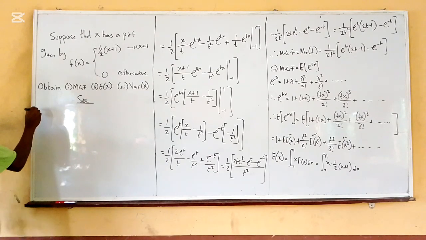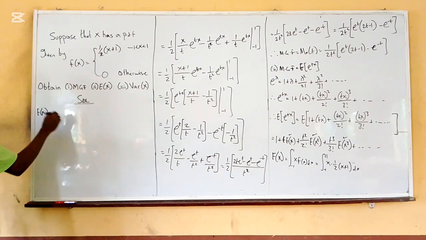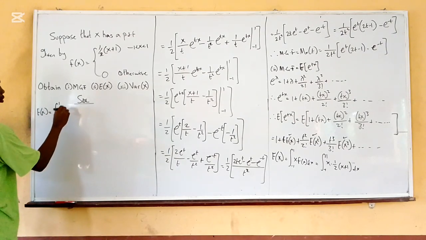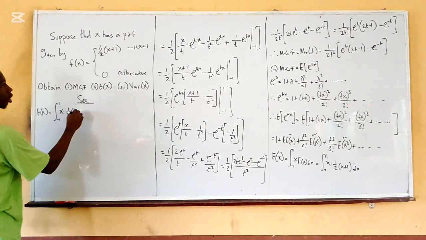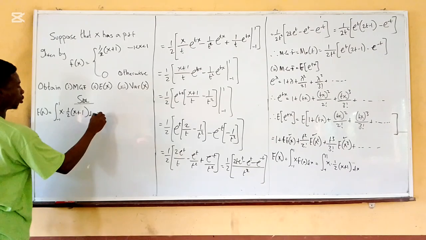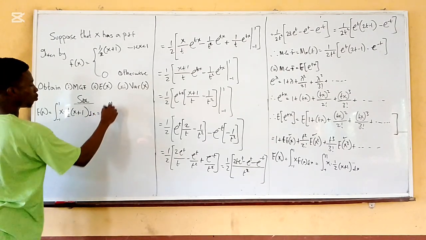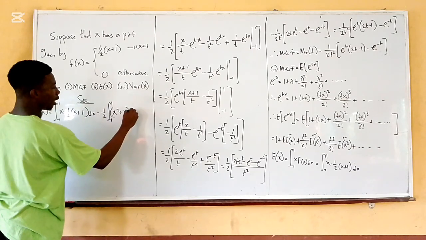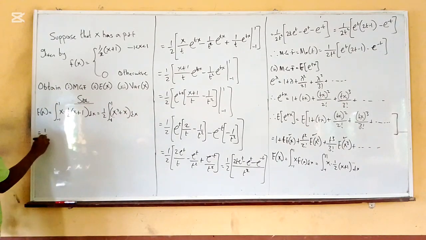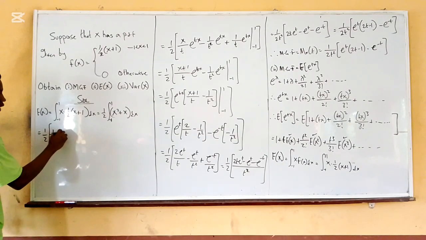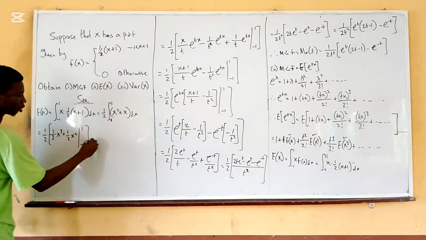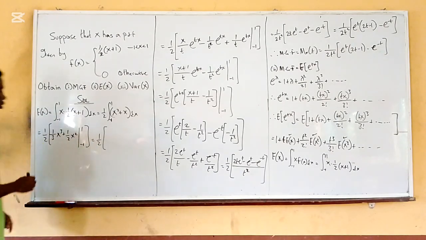So remember that we are looking for E of X, and where we stopped was the integral from -1 to 1 of x times (1/2)(x + 1) dx. So this is 1/2 times the integral from -1 to 1 of (x² + x) dx. Now, if I integrate, I have (1/3)x³ + (1/2)x², with the limits -1 to 1.